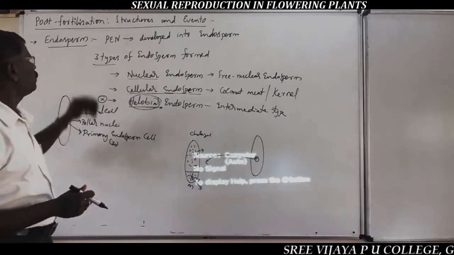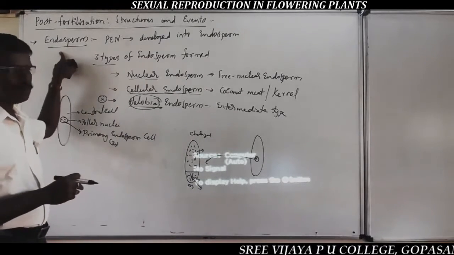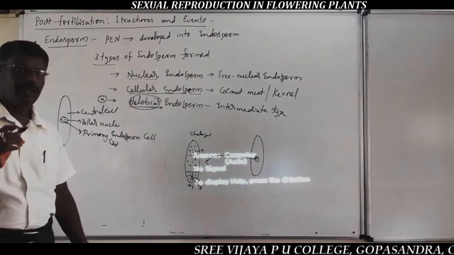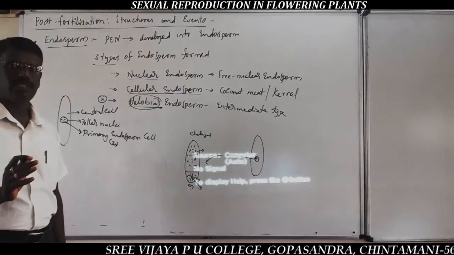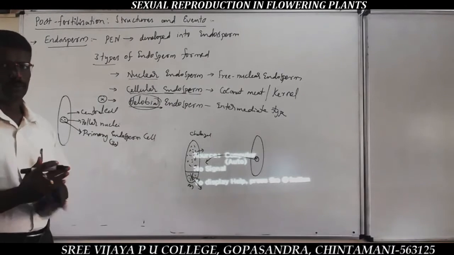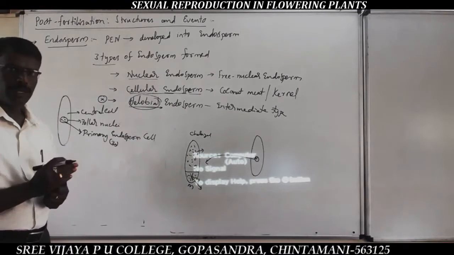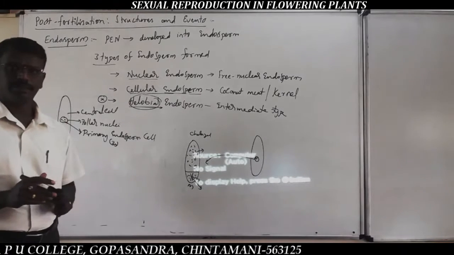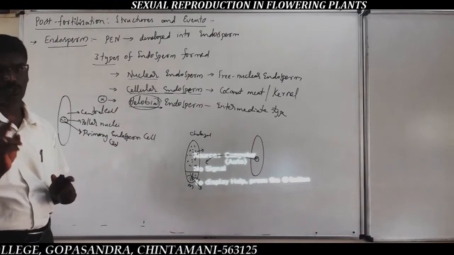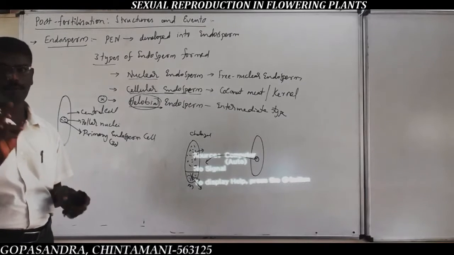So these are related to the endosperm. Endosperm is a nutritive tissue which nourishes the developing embryo. That endosperm is formed by triple fusion. Don't forget it. It is the product of triple fusion.